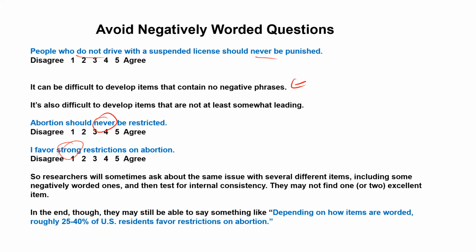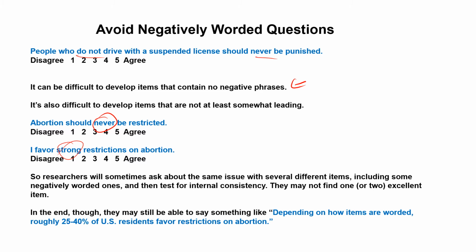So what ends up happening is researchers will ask about the same issues with multiple different questions. And you've got to do this with your survey to an extent. You've got to have multiple different questions that are asking the same thing in different ways, including some questions that are negatively worded, that are reverse coded. And then from there you can test for internal consistency using those techniques we talked about before.